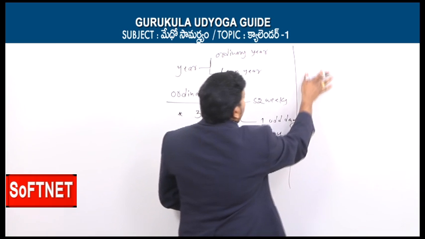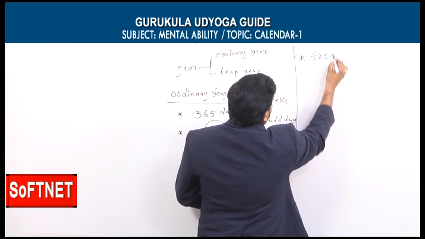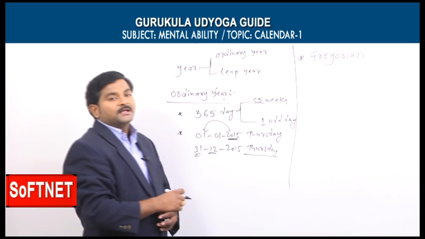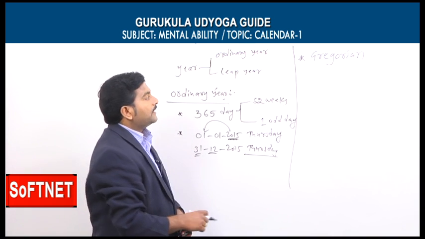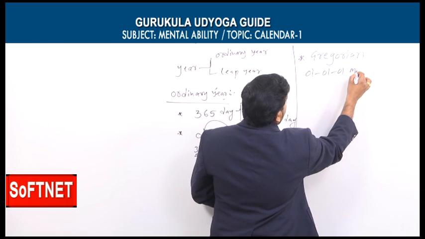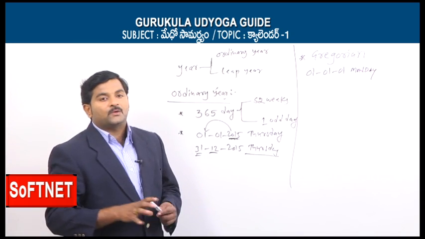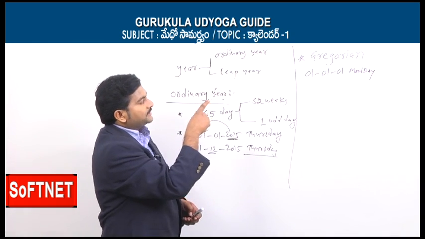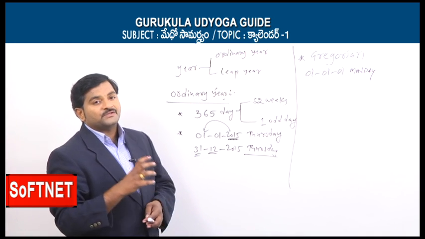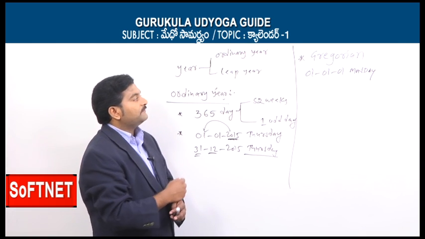One more point, and the next point is the calendar which we are using is the Gregorian calendar. In the world, the calendar which we are using is the Gregorian calendar. According to this Gregorian calendar, 1/1/1 is Monday. It's a GS bit. I think in Group 2 also one time it was asked by the APPSC. According to the Gregorian calendar, 1/1/1.